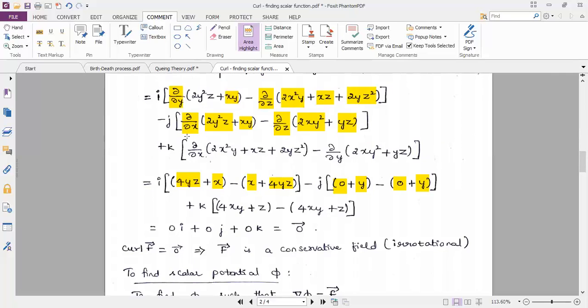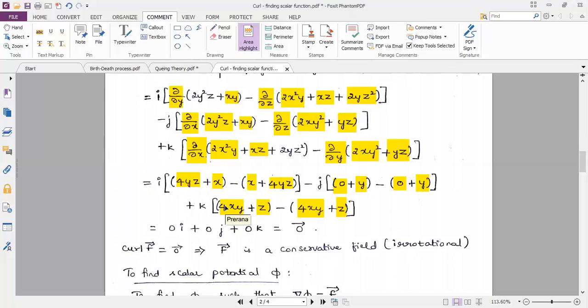Plus k cap multiplied by ∂/∂x. Partial differentiation with respect to x of 2x²y is 4xy. Differentiation of xz partially with respect to x is 1 into z, so z. 2yz² is entirely a constant with respect to x, so differentiation goes to 0. Minus ∂/∂y, partial differentiation with respect to y of 2xy² is 4xy. Plus differentiation of yz with respect to y is 1 into z, which is z.